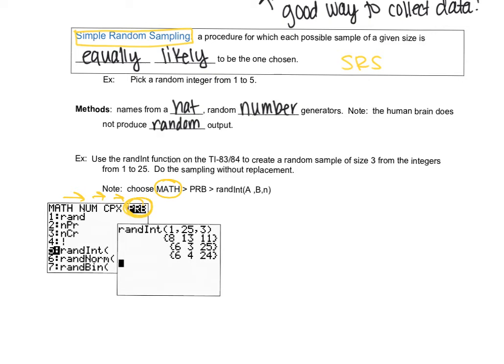Everything on the calculator is using arrows to maneuver. So you'll go over to PRB. Some of them say PROB, but you'll hit the right arrow until you get to PRB, and then you'll hit the down arrow to get down to random int. Most of the menus match, but sometimes it might be a different number, so I won't assign by number. Look for random int, which stands for random integer.